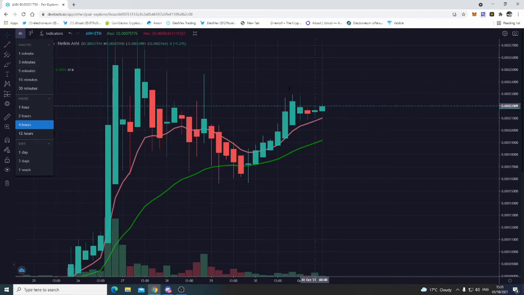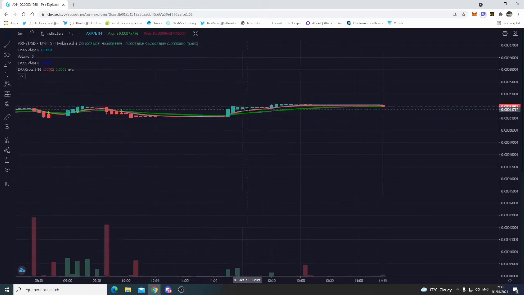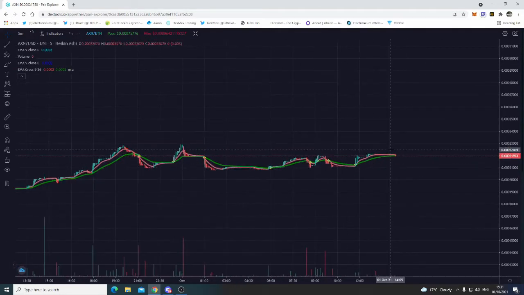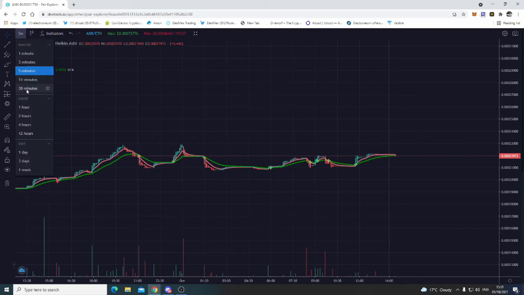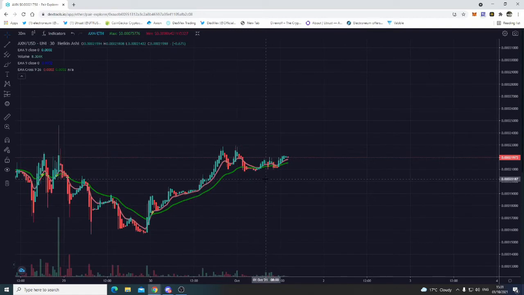Eventually you could drop this down to maybe a 5 minute chart. So let's go on 5 minute, and as you can see, it doesn't make sense, because each one of these 5 minute candles is so small. With regards to this 30 minutes, the 30 minutes ain't looking too bad. As I said, it's still healthy. The green line is still under the red line.